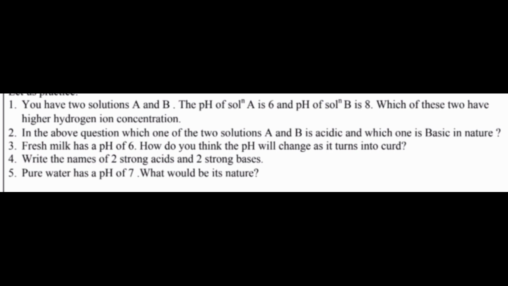Write the name of two strong acids and two strong bases. The answer is two strong acids are HCl and H2SO4, and two strong bases are NaOH and KOH. You can see from above also. And the question number 5, pure water has a pH of 7. What would be its nature? It will be neutral because its pH is 7.